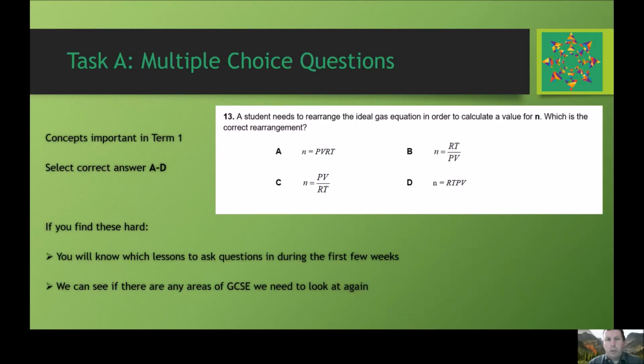Task A is some multi-choice questions, and they're based on concepts which are going to be important in term 1. Now, it's pretty obvious what you'll have to do here. You'll have to select the correct answer, either A, B, C or D. But if you find them hard, don't worry. What it means is you will know which lessons you have to ask questions in during the first few weeks, and we will know if there are any areas of GCSE that we need to go over again. So that's the purpose of task A.